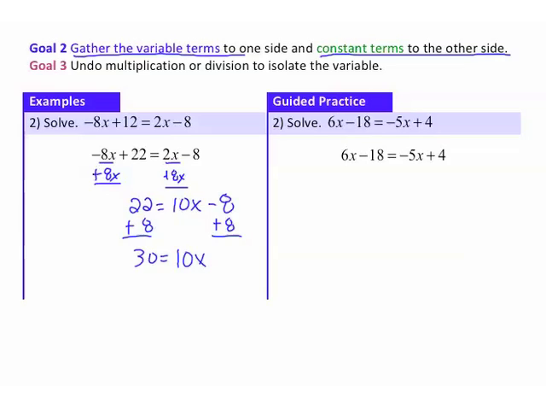Now I'm done with goal 2. I've got the variable terms on one side, this 10x on the right. I've got all the constant terms on the left, which is 30. Now I'm going to go on to goal 3, which is to undo multiplication or division to isolate the variable. And you can see that our variable here, we have 10 times x. So to undo that multiplication of 10, I'm going to divide both sides by 10. And so I get my final simplified answer of x is equal to 3.